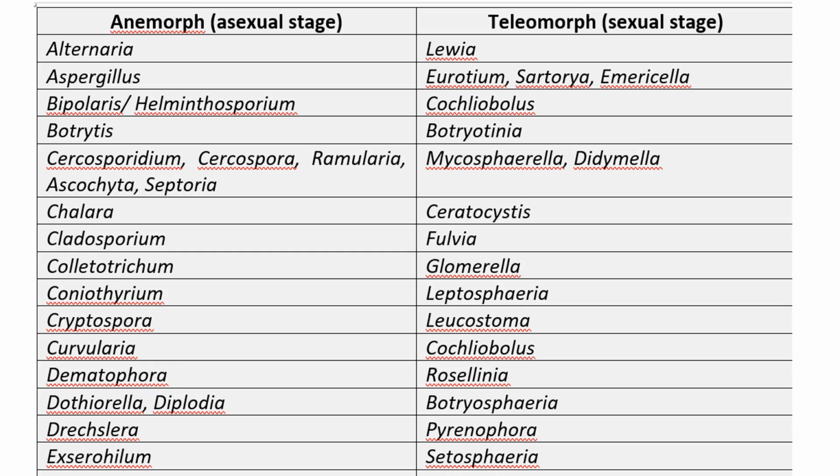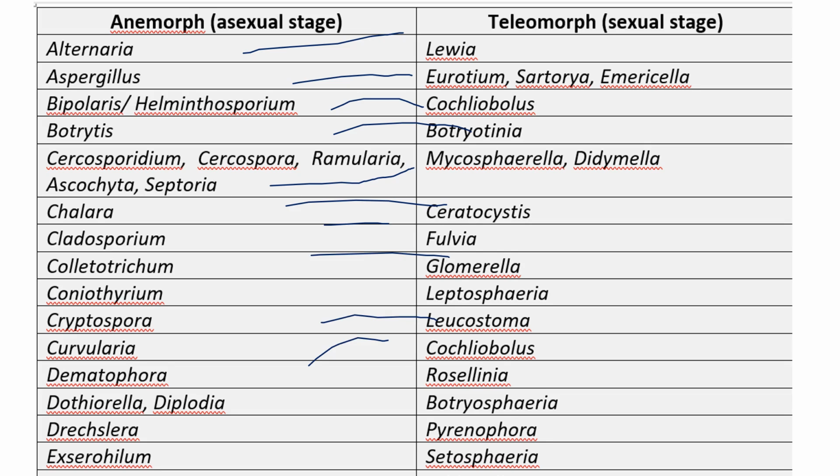Yes, I have given the sexual stages here. Alternaria, Lewia; Aspergillus, Eurotium, Sartorya, Emericella; Bipolaris or Helminthosporium, Cochliobolus; Botrytis, Botryotinia; Cercosporidium, Cercospora, Ramularia, Septoria, all are Mycosphaerella, and Didymella; Chalara, Ceratocystis, right? Then Cladosporium fulvum, Colletotrichum, Glomerella, Coniothyrium, Leptosphaeria, Cytospora, Leucostoma, Curvularia, Cochliobolus, Dermatophora, Rosellinia.